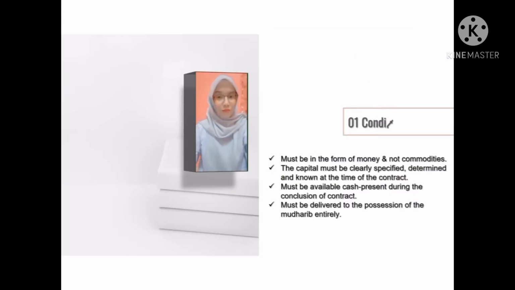Then, the conditions of Mudharabah. A Mudharabah contract needs to meet certain requirements and conditions for it to be deemed valid. These include, the first one, conditions related to Mudharabah capital. It must be in the form of money and not commodities, since commodities fluctuate in price and cause uncertainty and ignorance. Next, the capital must be clearly specified, determined, and known at the time of the contract. The third one is it must be available cash present during the conclusion of the contract, and it must be delivered to the possession of the Mudarib entirely.